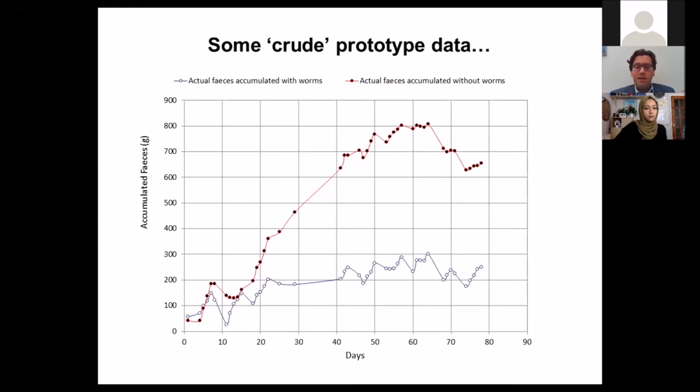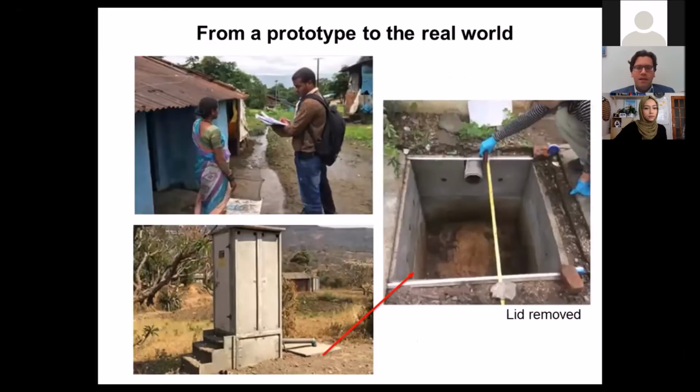So that would suggest that if you could maintain this worm population, you could potentially extend the lifetime of the latrines for quite a long time. So after we had this prototype information, the next step in research is to go out to the real world. And for that, we had colleagues who did quite a detailed study where they did a lot of interviews with potential users, potential buyers of these tiger toilets, and tried to understand what were the important factors to them in the toilet design.